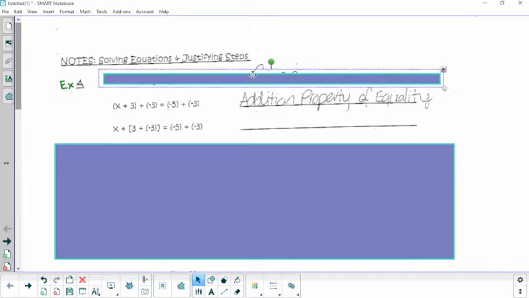So between these two things, the only thing that changed, let's see, what is it? It looks like the grouping of x plus 3 plus negative 3 changed. X plus 3 was grouped, and now it's 3 plus negative 3. Change of grouping is the associative property. This is the associative property of addition.